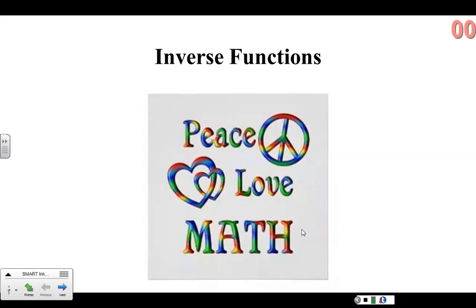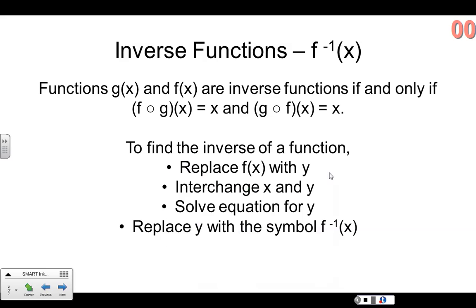This video is talking about inverse functions. We've talked in previous videos about functions being one-to-one or not. If a function is one-to-one, then you can calculate its inverse function. Inverse functions, the notation is f to the minus 1 of x. This does not mean an exponent. This is just a notation that we use to refer to the inverse function.